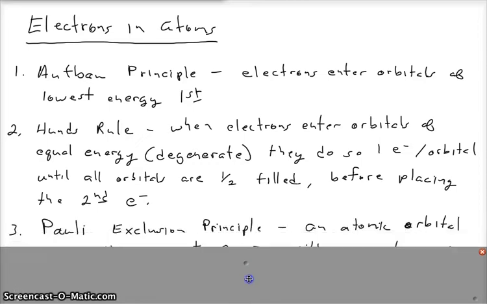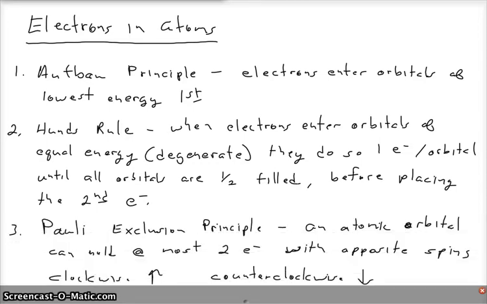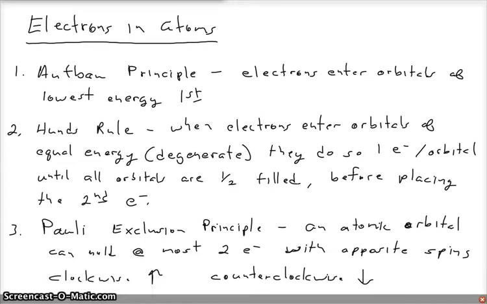And then the third rule is the Pauli exclusion principle, which says an atomic orbital can hold at most 2 electrons, which you already know from yesterday. But added to that, they must have opposite spins. Clockwise, we denote with an up-pointed arrow. Counterclockwise, we denote with a down-pointed arrow. And so those are the three rules that you need to know in order to write orbital diagrams and electron configurations, which is what we're doing today.